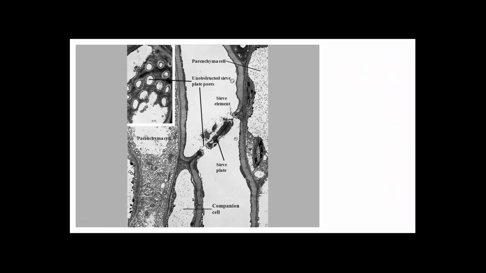And we need to be able to identify the different parts in the electron micrograph. We have parenchyma cells. We have a sieve plate. If you look at it from a cross section rather than a lateral section, you'll see lots of pores.